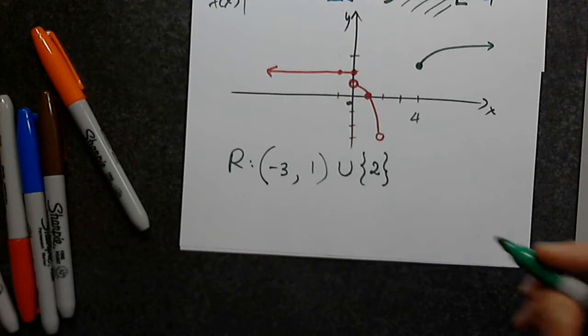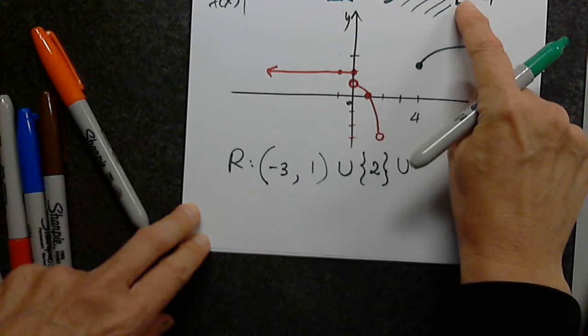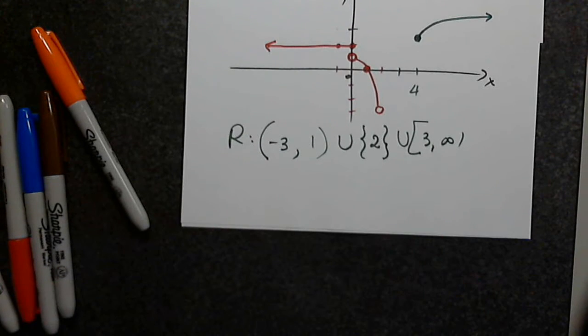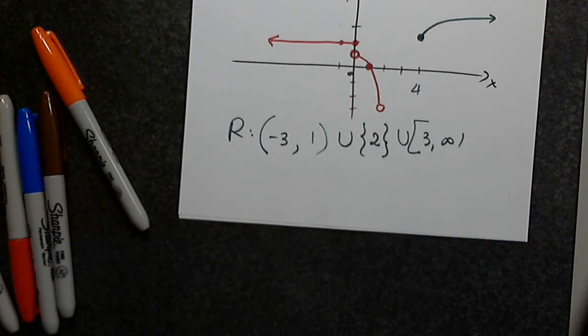Union what? Union 3 with a bracket, infinity. This is the range of this function. Good. Any questions? Any questions?